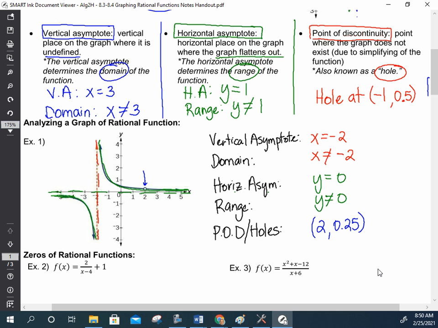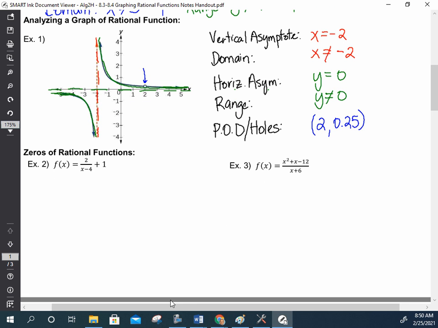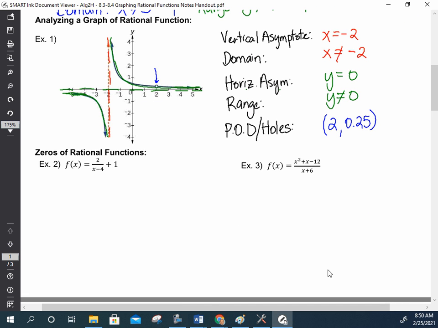All right, so let's look at the main things associated with analyzing a rational function. Analyzing a rational function starts with the zeros. These are all of the algebraic things that we need to know how to do in order to graph a rational function. If we can do all of these things, then it will make what we do next week that much easier.